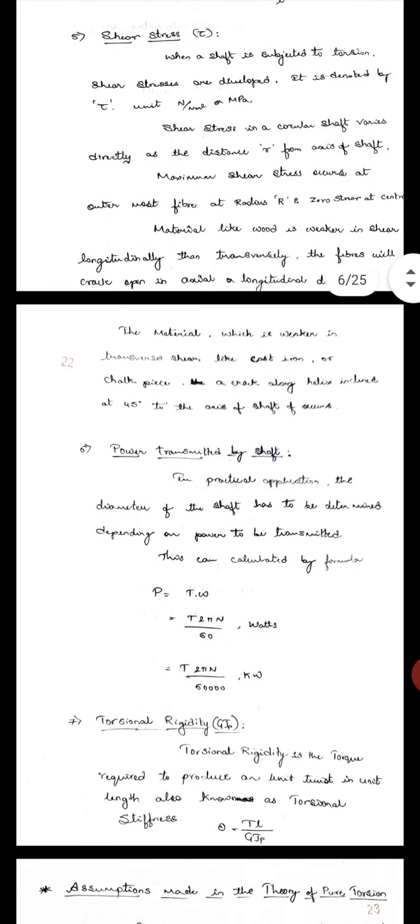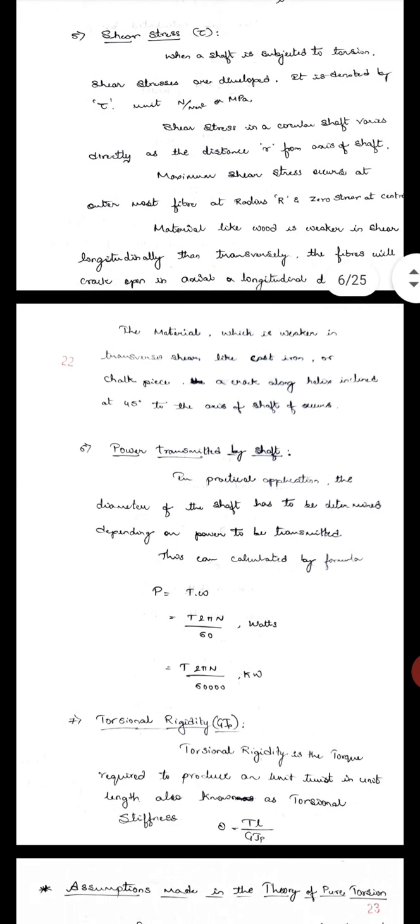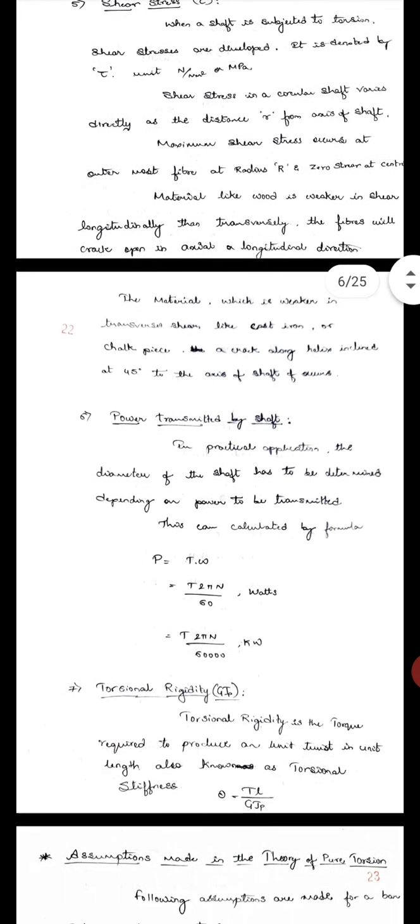Seventh one, torsional rigidity. Torsional rigidity is the torque required to produce a unit twist in unit length, also known as torsional stiffness. So torsional rigidity theta is TL upon Jp.